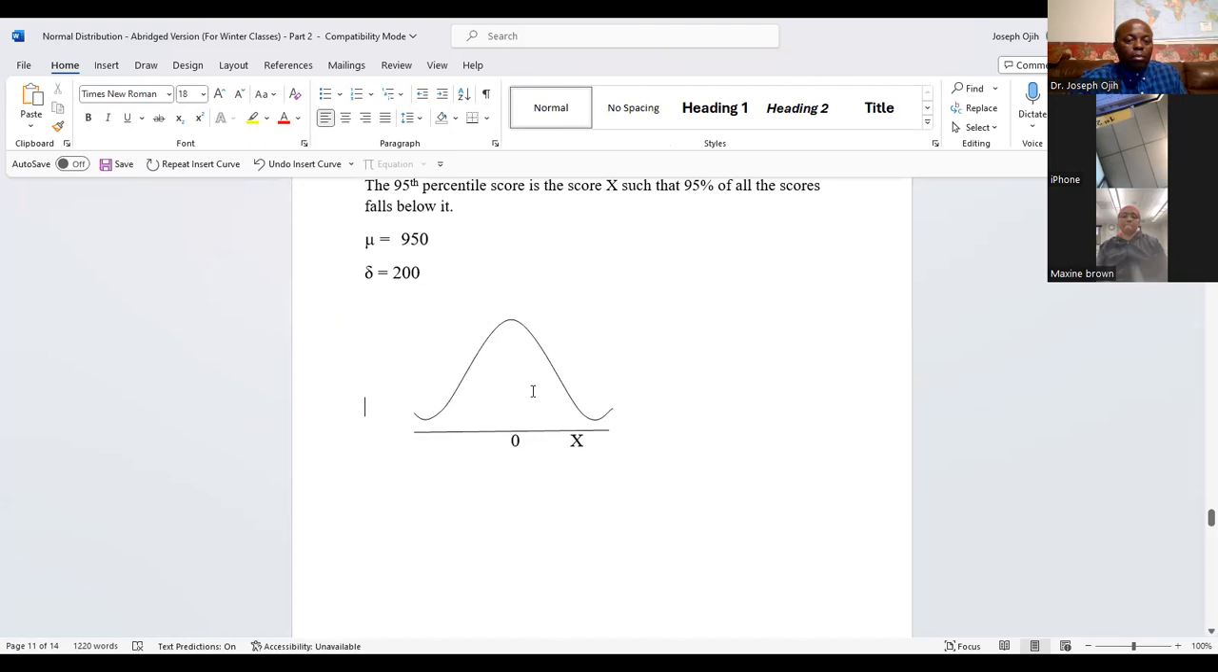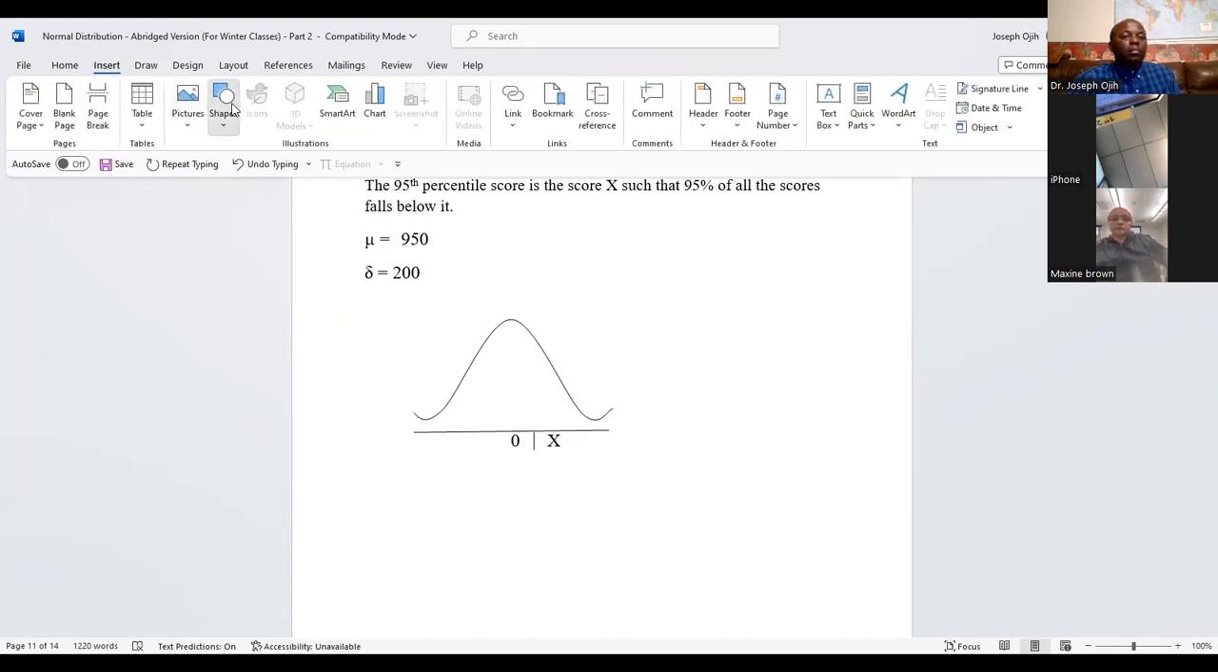Okay, now we have to make some adjustments. Okay, let me move a little bit. Now I'm gonna put a center line.